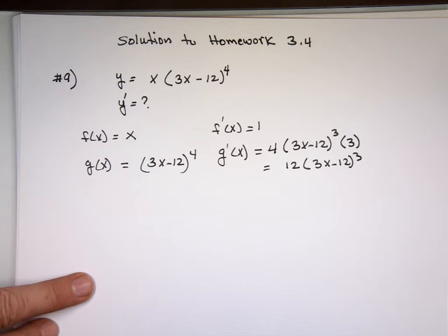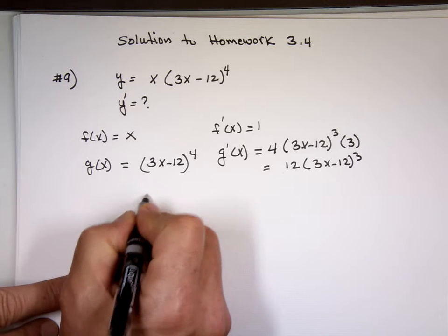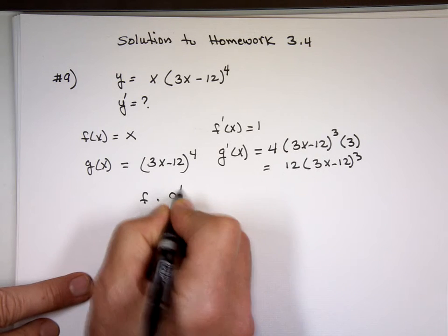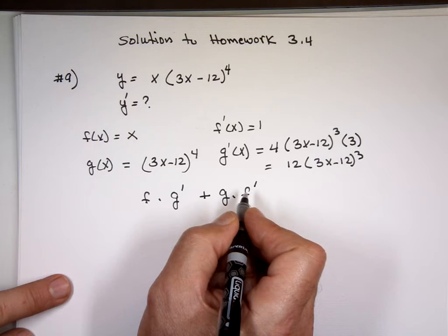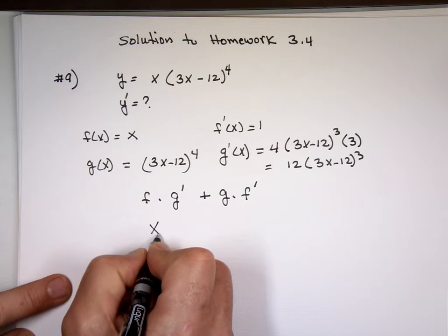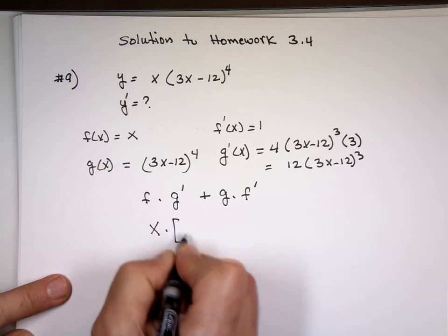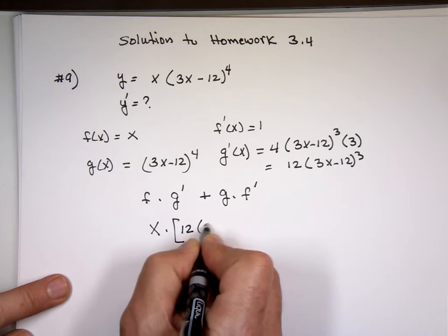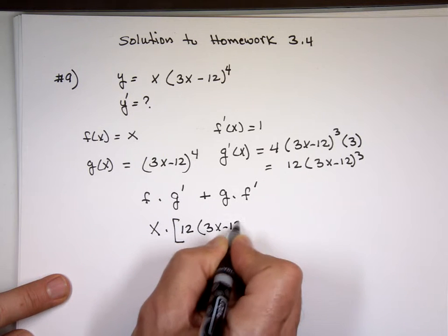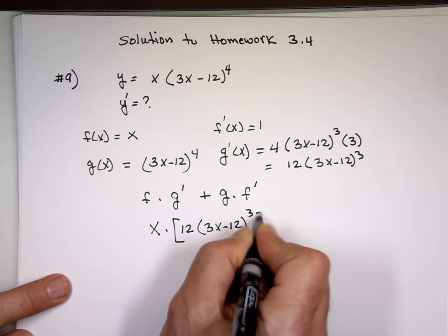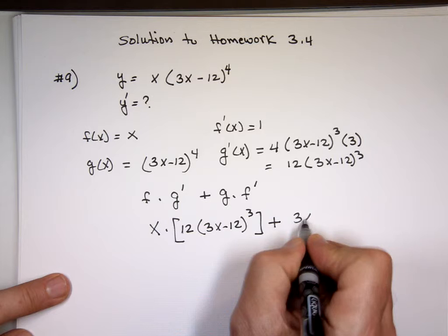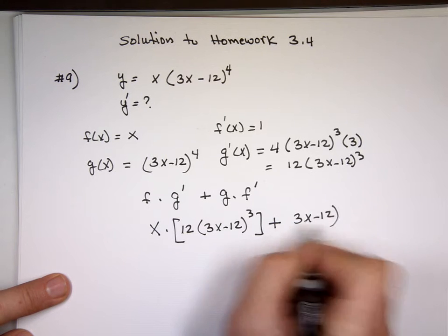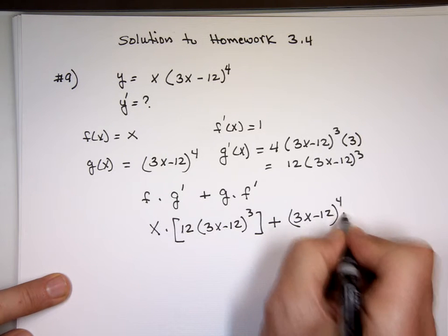So now we have to use what we learned in section 3.3, the product rule. You're multiplying. So it's f times g prime plus g times f prime. f is x, and g prime is 12 times 3x minus 12 cubed, plus g, which is 3x minus 12 to the fourth, times f prime, which is 1.